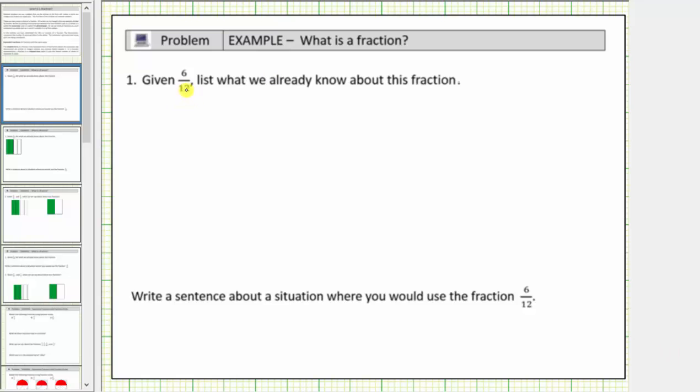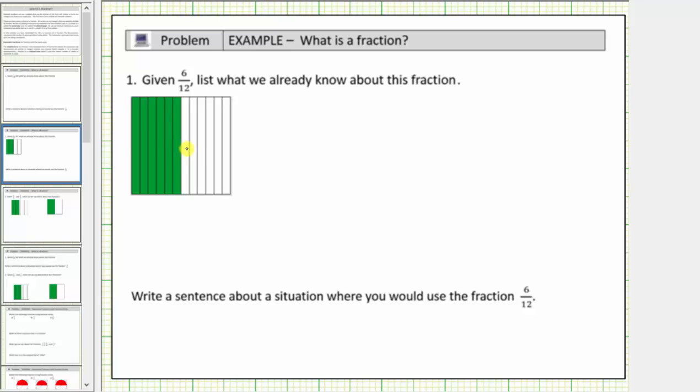In number 1, we're given the fraction 6/12 and asked to list what we already know about this fraction. Let's begin by making a model for the fraction 6/12. Using a rectangular fraction model, we would cut the rectangle into 12 equal-sized parts and then shade 6 of them. So this would be a possible model for the fraction 6/12.